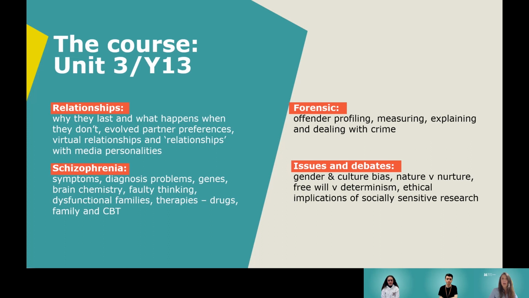We'll look at forensic psychology, so different explanations and examples of crime, how we work out who committed a crime, and ways of dealing with offending behaviour, whether putting people in prisons is the right thing for everyone. We'll also look at issues and debates. This is a very important topic in which we discuss different sides of debates, such as the nature-nurture debate, free will and determinism, so whether we have a choice about our behaviour or whether our behaviours are predetermined by the genetics we are born with.